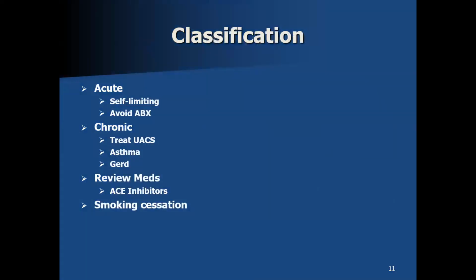Most acute coughs are self-limiting, meaning they clear up on their own. You should avoid unnecessary antibiotics. You need to evaluate chronic cough systematically and treat the most common causes first. The 3 most common causes are upper airway cough syndrome, asthma, and GERD. Review medication lists for ACE inhibitors and encourage smoking cessation. We will discuss each of these topics individually.